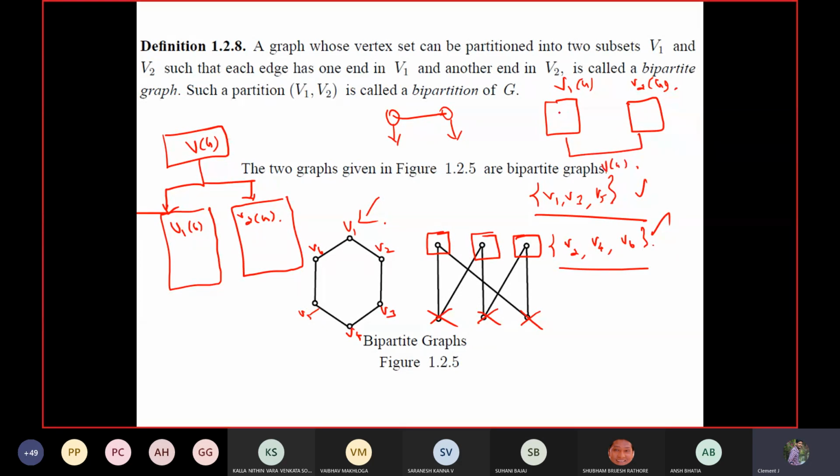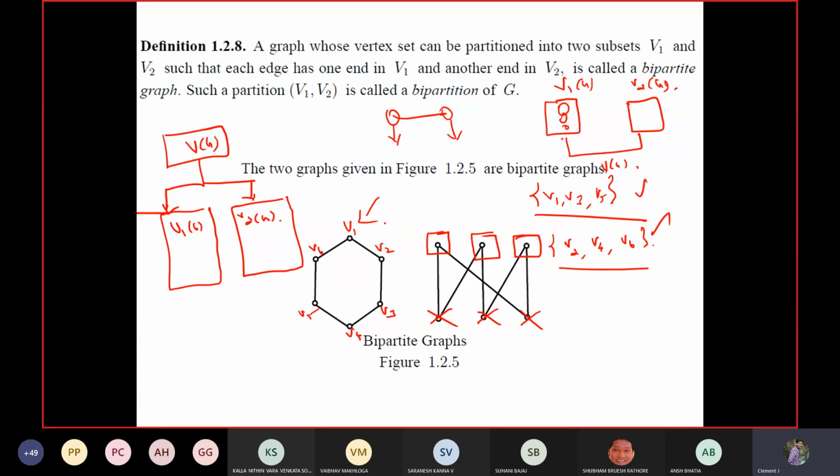If it follows the condition, then the given partition for that graph is called bipartition. Also, if we take any subset, like V1 or V2, you should not have an edge between vertices placed in the same subset. So that's the definition of bipartition. Is it clear?